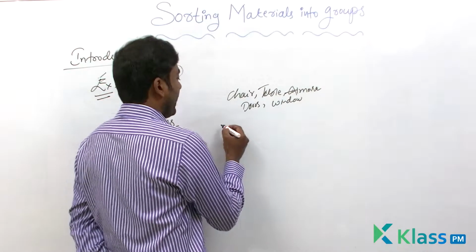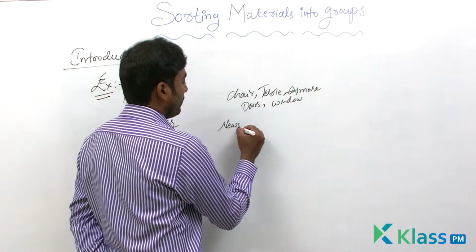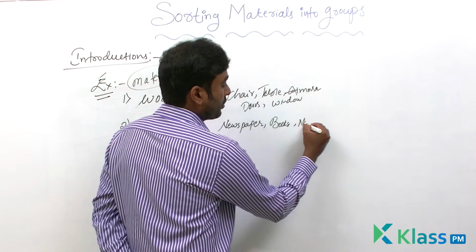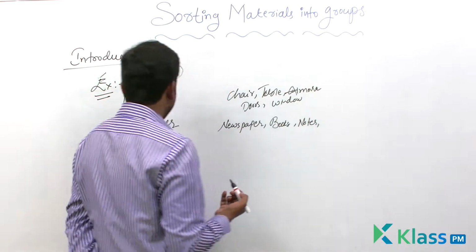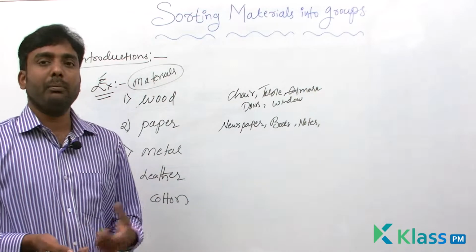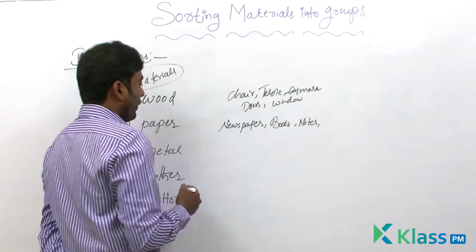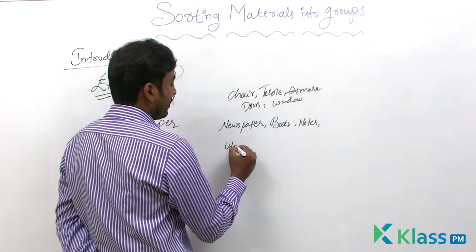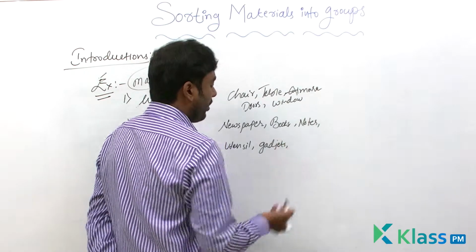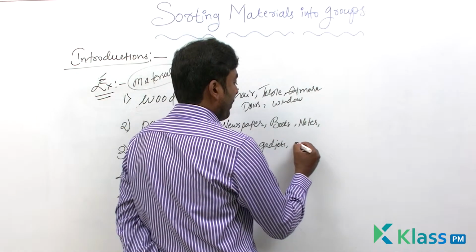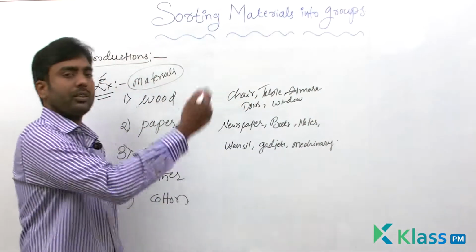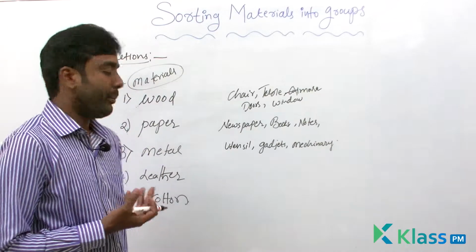With paper, what can we make? So we can make newspapers, books, notes. Okay, what else can we make with paper? So newspaper, books, notes, all these things we can make with paper. And with metal, what can we make? Kitchen utensils, our gadgets like mobile, laptop, computer, TV, all these things. Next, machineries, very big machineries also are made of metals. Thousands of objects we can make with metal.